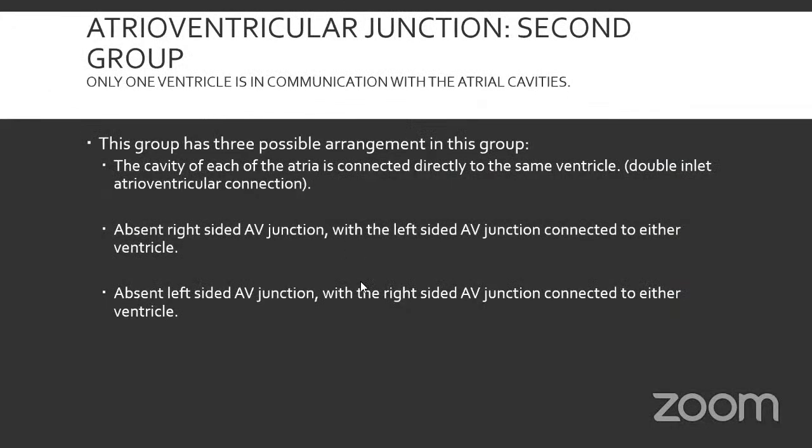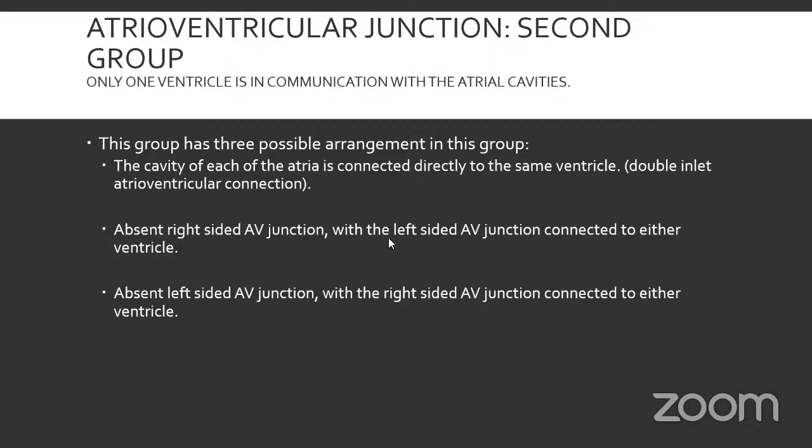The second group that we mentioned is where one ventricle is connected to both atria. As well, this has three possible arrangements. Either both atria are connected to the same ventricle, which creates what is called double inlet AV connection. The other two possible scenarios are when you have one of the AV connections absent and the other one is present and it's connected to a ventricle.